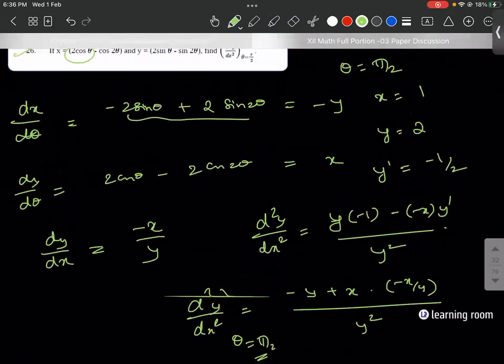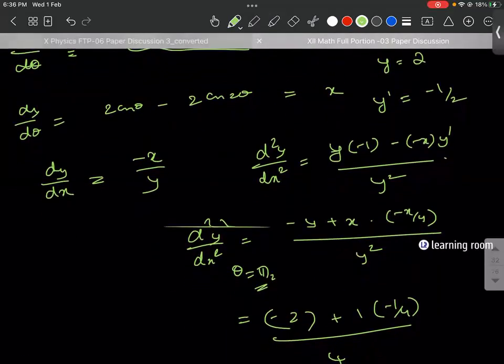Minus 7 by 4. Answer is given as 3 by 2. Can you guys check if I made any calculation mistake? Just check it once.